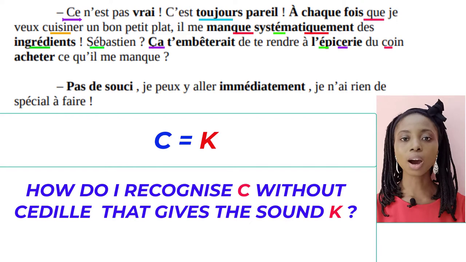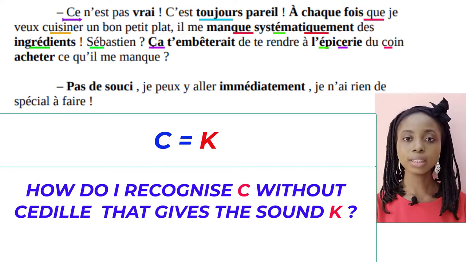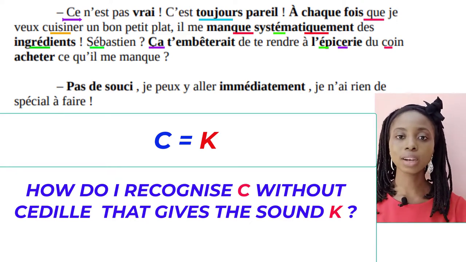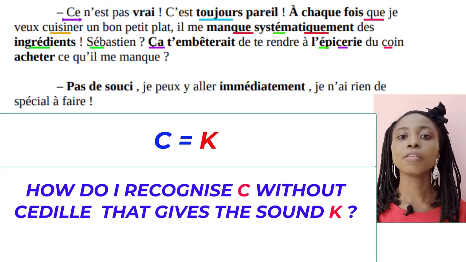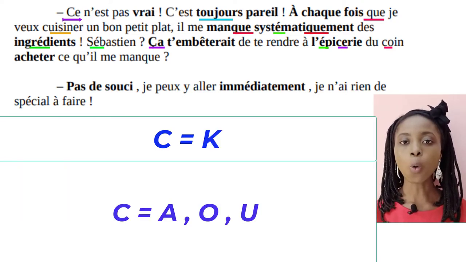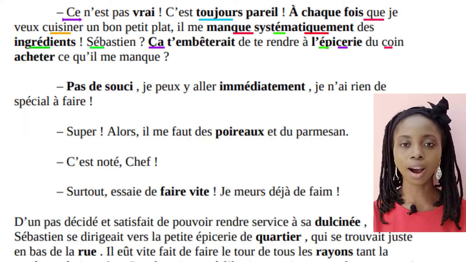Du coin. So let's note, we say whenever we have a C without a cedilla underneath, it gives us the sound K. So how do I recognize the C without a cedilla that gives us the sound K and the sound S? When we have our C in front of A, O, and U, it gives us the sound K. So let's note that.